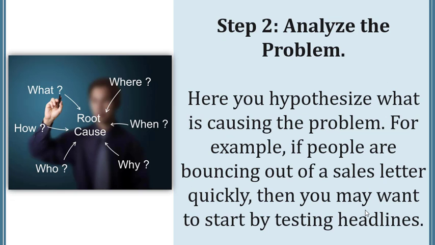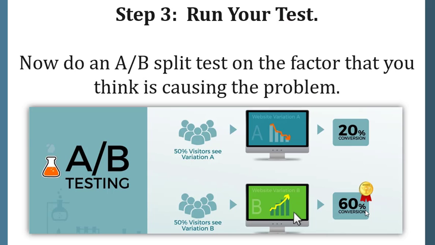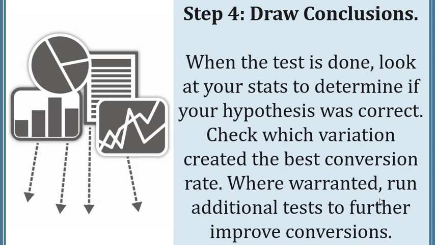Step 2. Analyze the problem. Here, you hypothesize what is causing the problem. For example, if people are bouncing out of the sales letter quickly, then you may want to start by testing headlines. Step 3. Run your test. Now do an A/B split test on the factor that you think is causing the problem.